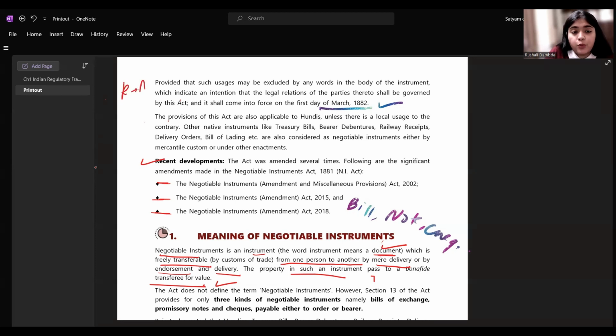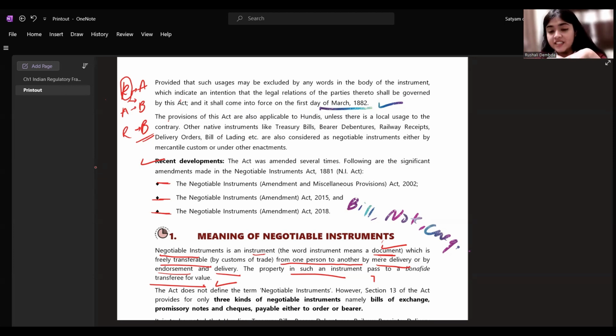See, R was going to pay A, and A had to pay B. So what he does, whatever check was received from R, he'll transfer it to B. Now R will directly pay B, right? So this is how the things work. The instrument is transferred to a bona fide transferee. Bona fide means a good faith transferee.